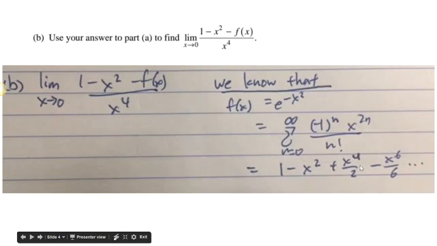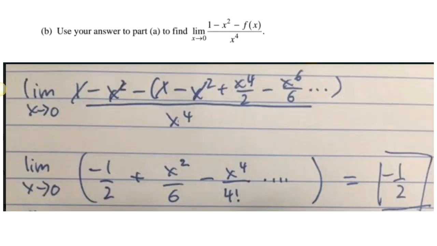Part B asks us to use our answer in part A to find the limit of this fraction. Before we start, we know that f of x is equal to e to the negative x squared. And as we already solved in part A, we should get this endless polynomial which keeps on going: 1 minus x squared plus x to the 4th divided by 2 minus x to the 6th divided by 6, and so on.